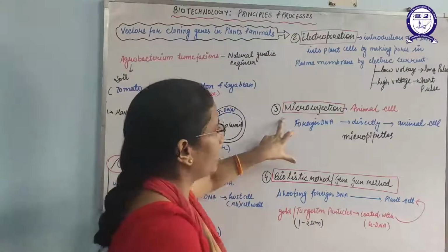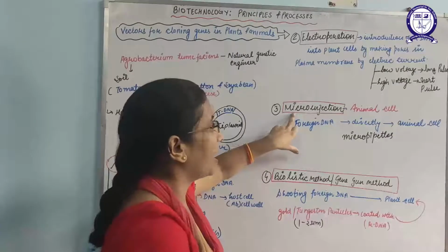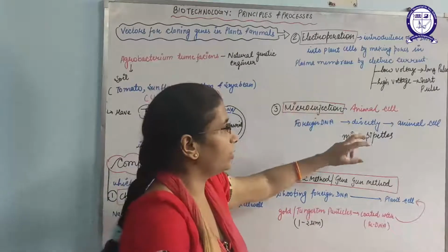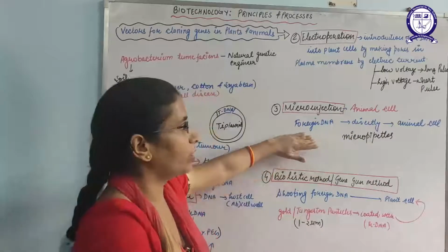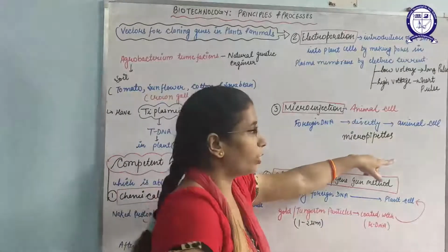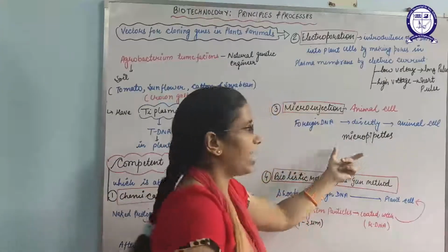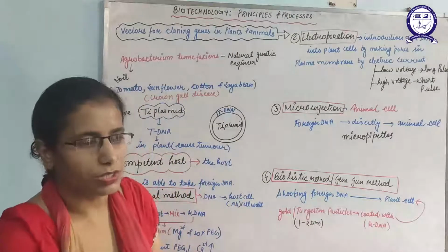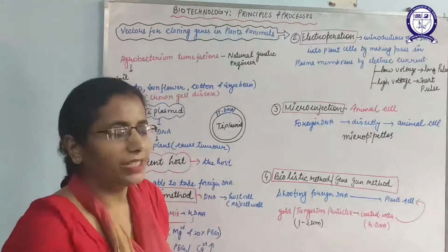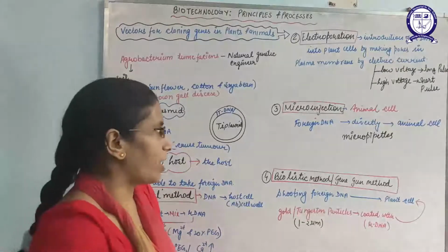Next method is microinjection. As the name indicates, microinjection. This method is mainly used in animal cells, where foreign DNA is directly introduced into the animal cells with the help of a micropipette or microinjection needle, because the amount of DNA taken is also in micro amounts.